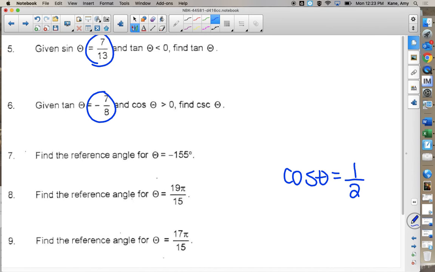Is 1/2 on the unit circle as a value anywhere on the unit circle? Yes. Is 7/13 anywhere on the unit circle? No. So if it's not on the unit circle, you need the radius. Correct. So 1/2, square root of 2 over 2, square root of 3 over 2. Those are the 3 numbers from the unit circle. Anything other than that is not on the unit circle, and then you'd need the radius.